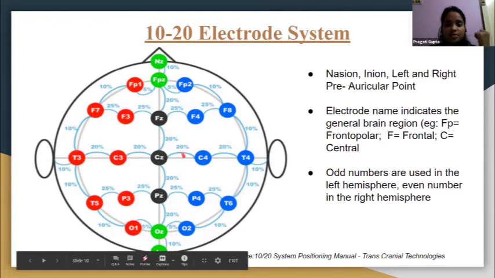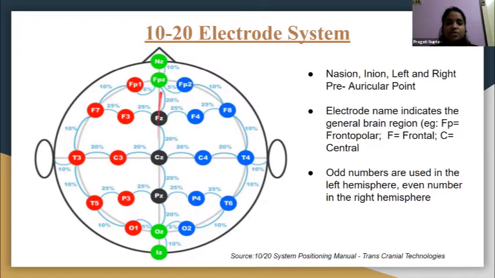The odd numbers are in the left hemisphere, and the even numbers are on the right hemisphere. The electrodes closer to the midline have numbers in the range of 1 to 5. For example, FP2 is near to FPZ, and F7 is far away from FZ, because it's a little far from the midline region. This way it is derived. This is the 10-20 electrode system, which is internationally followed to record EEG and to place the cap.